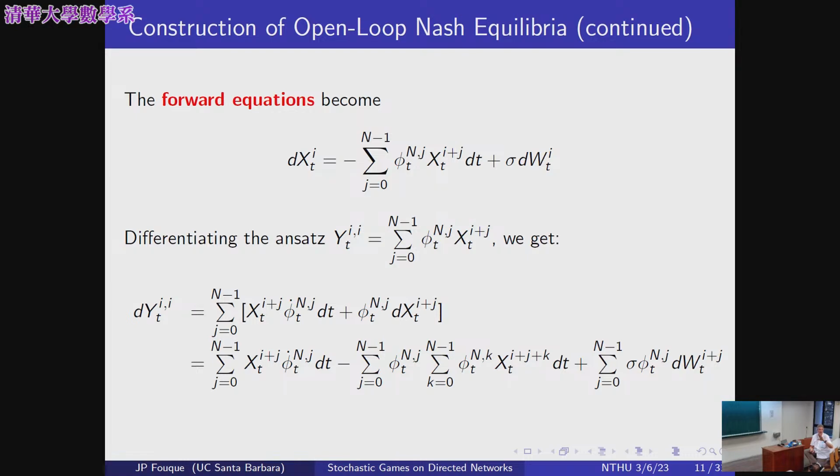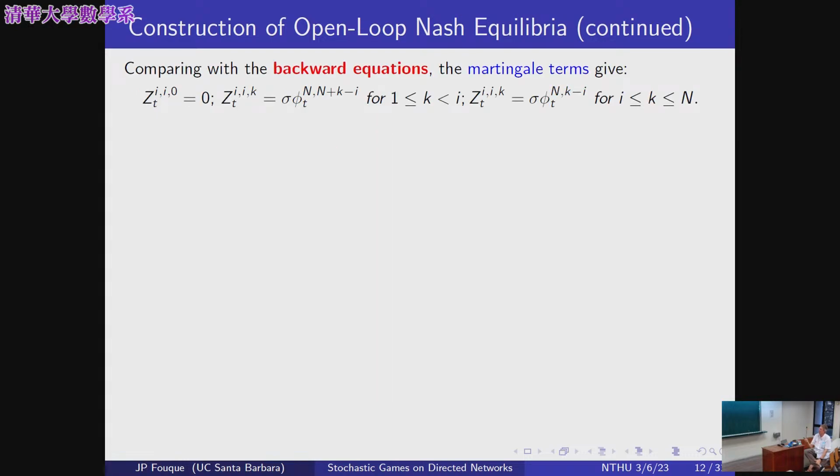Ito's formula, everybody? Ito's decomposition, martingale part, drift. Yes? Okay, good. So I do that. I compare the martingale term. If I compare the martingale term, this gives me the z's. The z should be given like this.